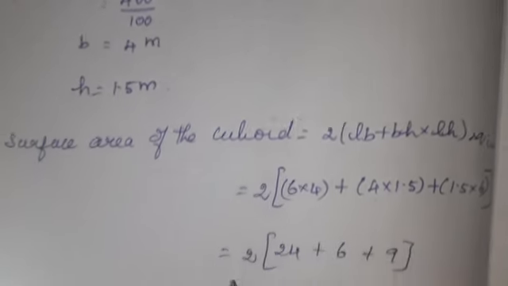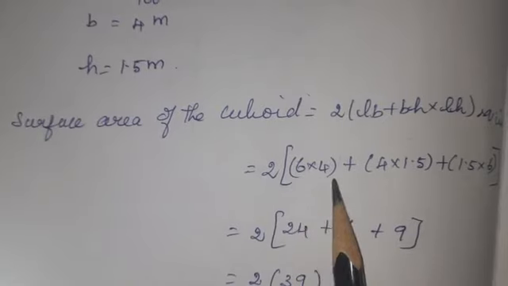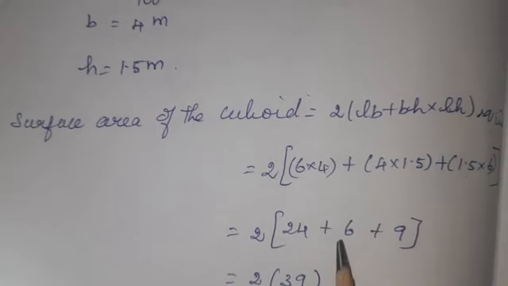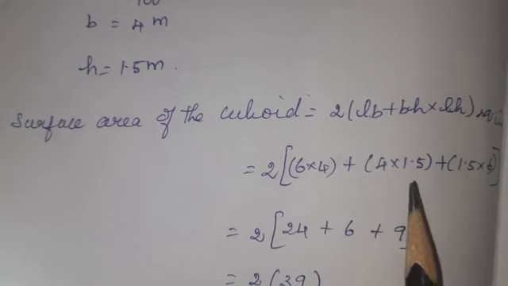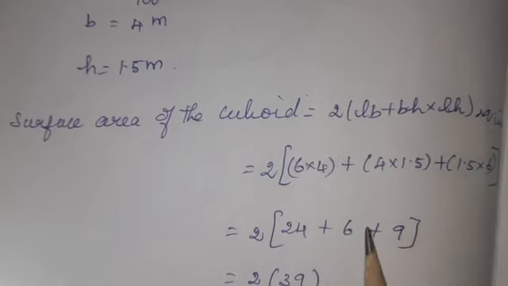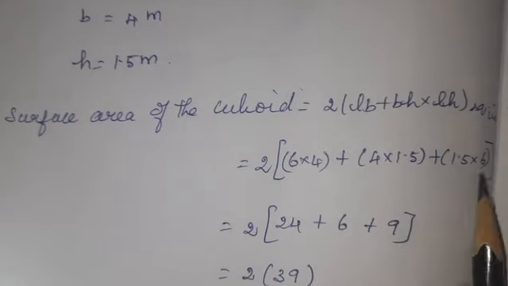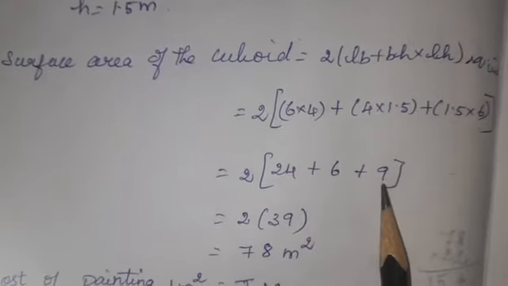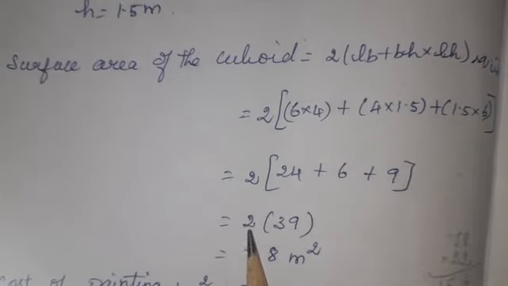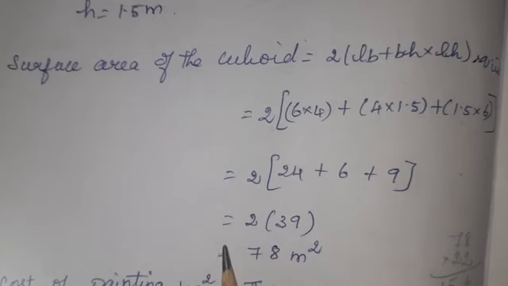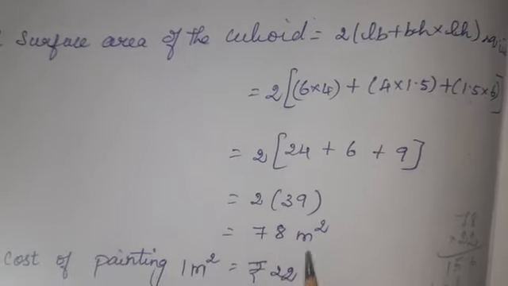Then close the bracket. Is equal to, multiply this one. 6 into 4 is 24, plus 1.5 into 4 is 6. That means when you multiply, you will get 6.0. After one decimal, you keep it that one. You will get 6, plus here also when you multiply, you will get 9.0. So 0 will be removed. You should write 9. Is equal to 2 into, when you add, you will get 39. After that you multiply, 78 meter square.